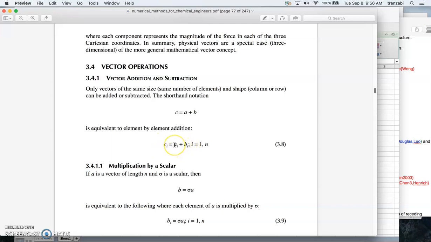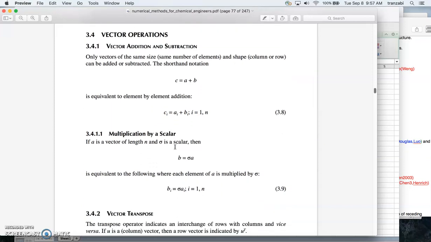So that means the second element of A plus the second element of B would give the second element of C. So that's what I mean by element-wise addition. Okay, so in vector addition, you have to have the same dimension for both A and B, and then the corresponding C would have the same dimension.